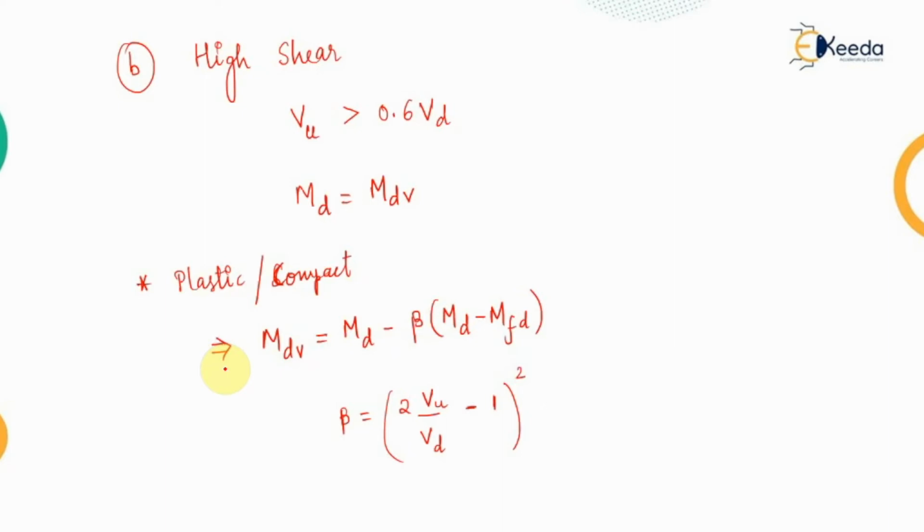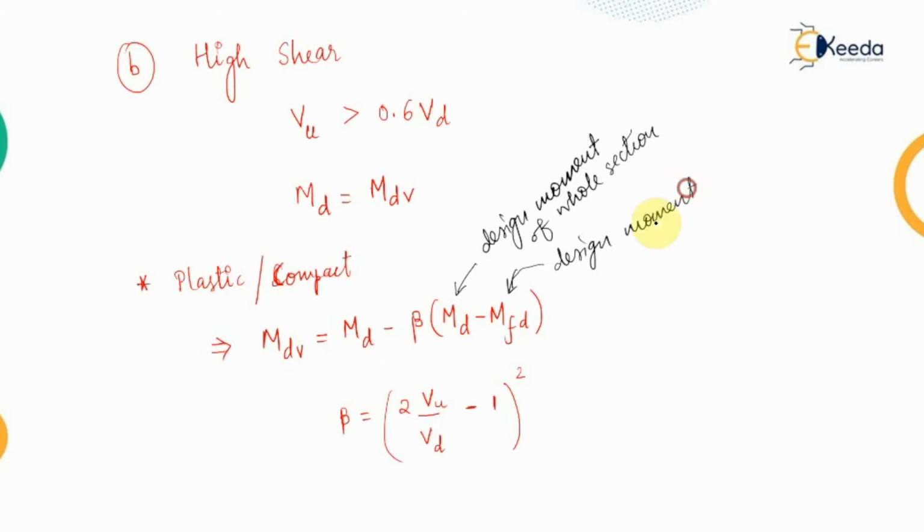Now we need to calculate this Mfd value. There are two factors here, Md and Mfd. This Md value is the design moment of the whole section when we are considering the high shear case, while this Mfd is also a design moment, but it is calculated for the section by excluding the shear area. That means from the total area we will be deducting the shear area, and for that we will be getting the Mfd value.